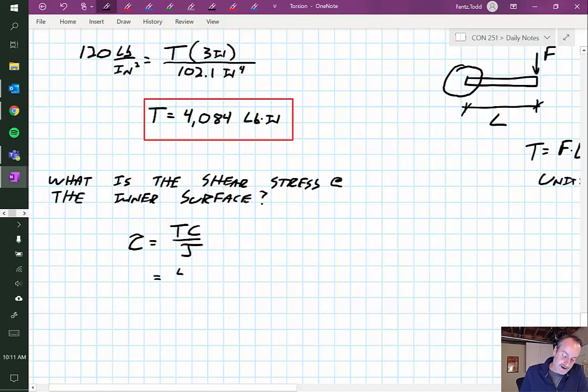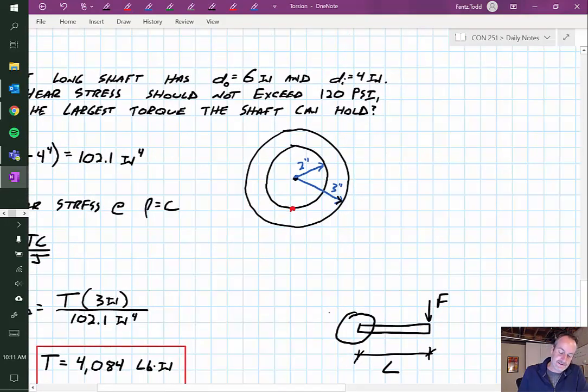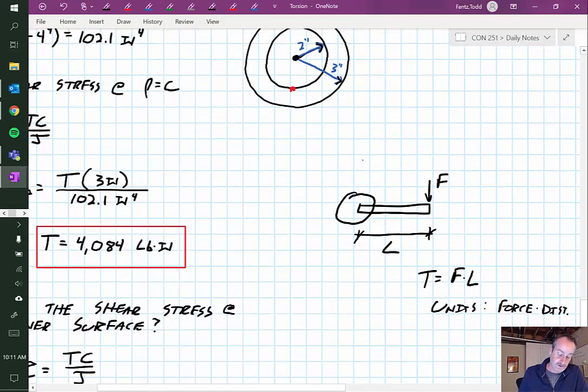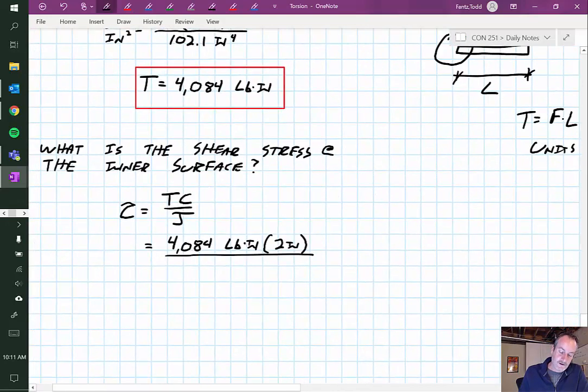The torque I already found to be 4,084 pound-inches. And then our C value is that distance from the center to where we're looking. In this case, it's the inside surface, so it would be 2 inches. Over the same polar moment of inertia of 102.1 inches to the 4th. So punch that into your calculator.